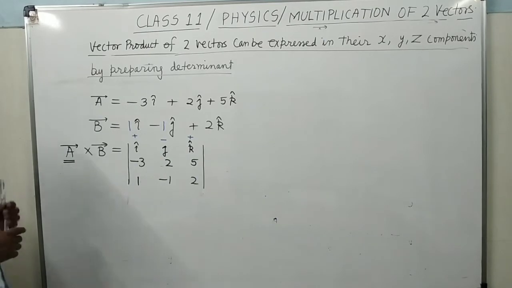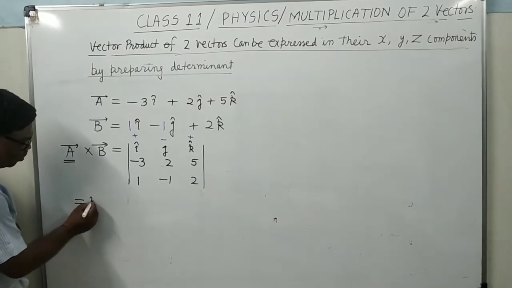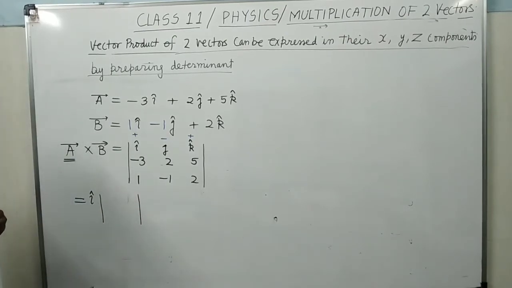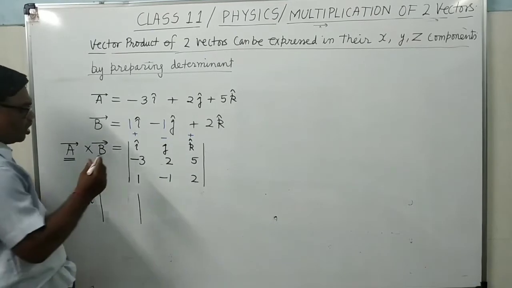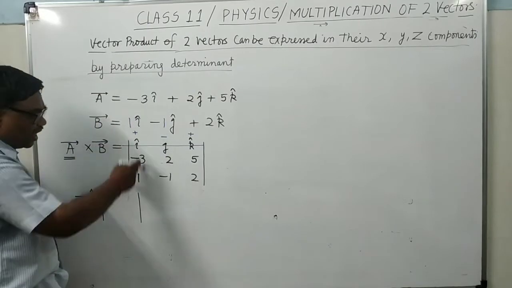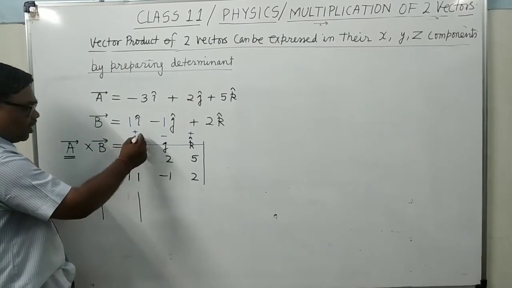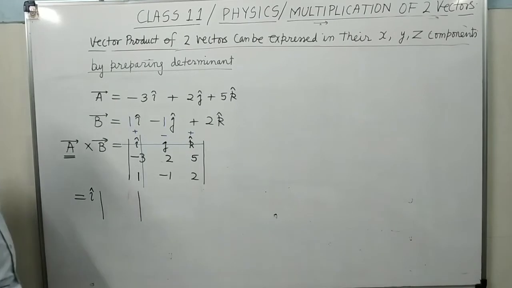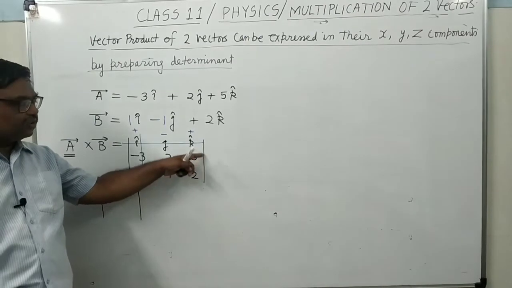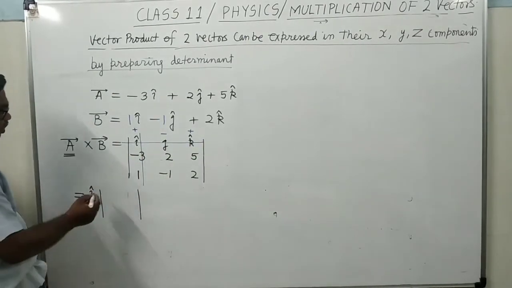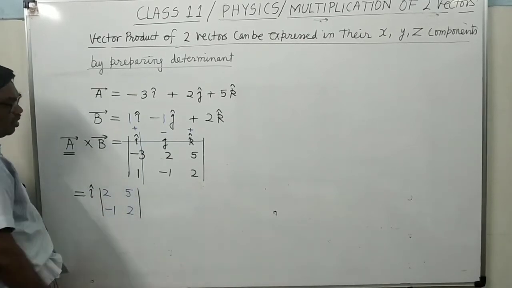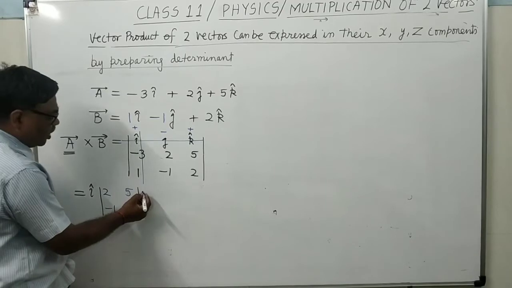Then how will you determine the cofactor of i? You draw a horizontal line and then a vertical line passing through i. When you draw a vertical line passing through i, only this is the uncut portion. So this will be the cofactor of i: 2, 5, minus 1, 2. Then you will write j. What is the sign of j? Minus j.